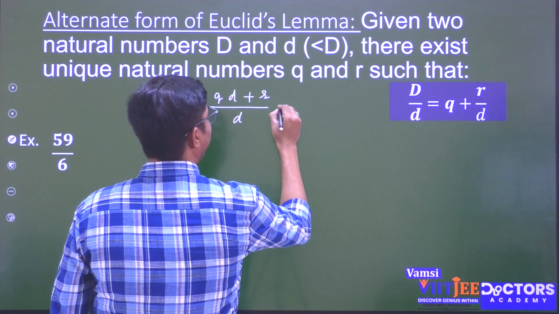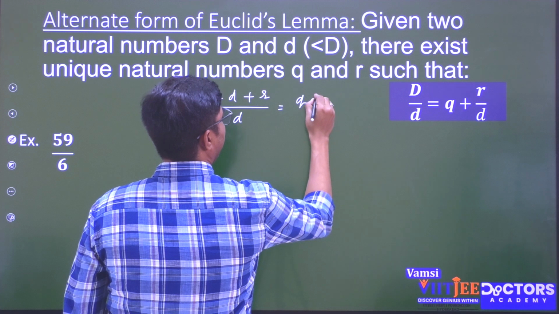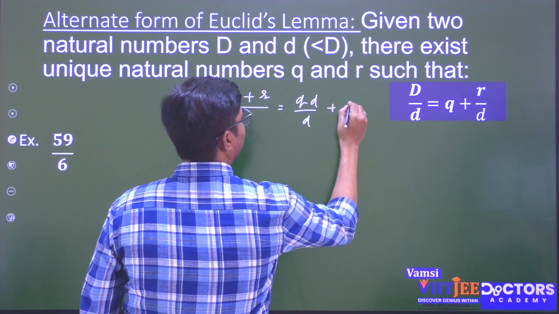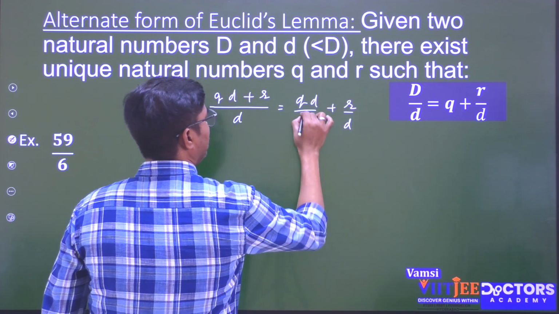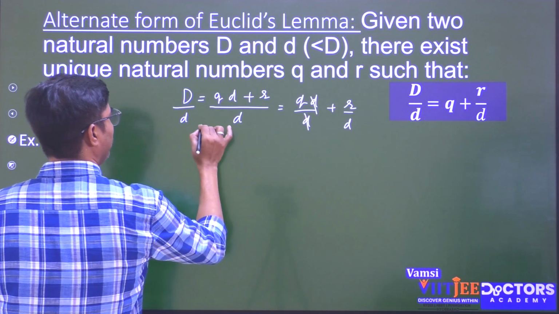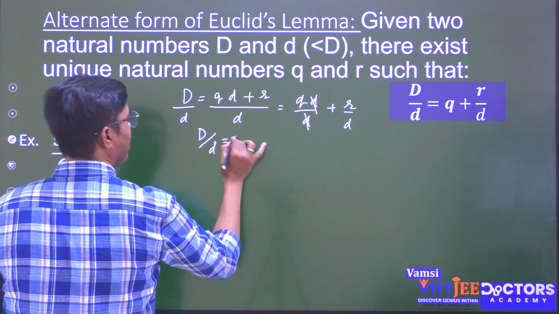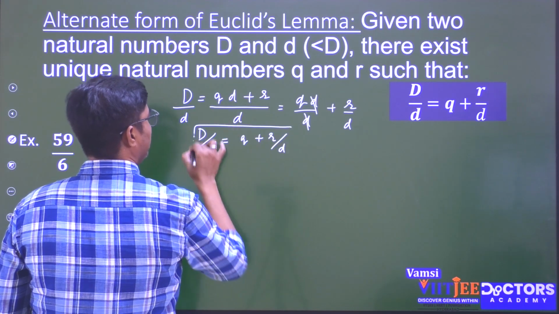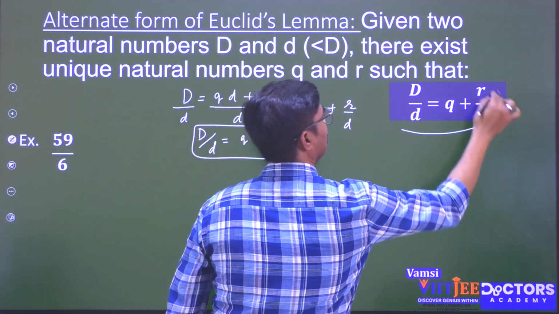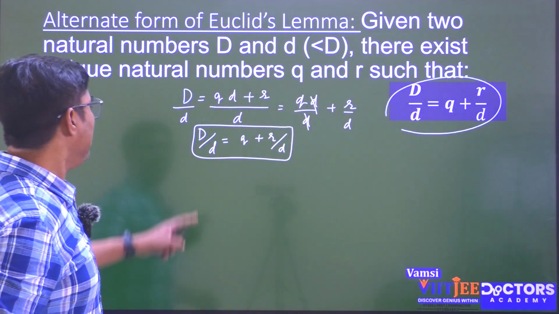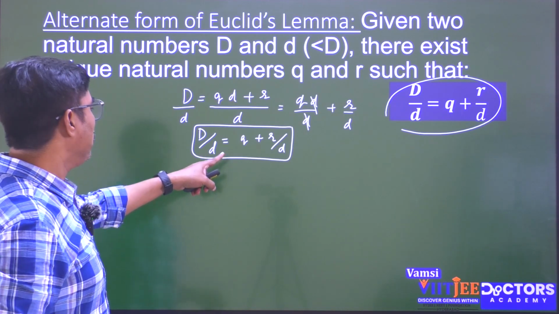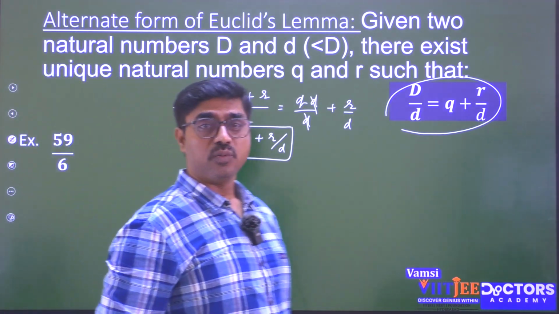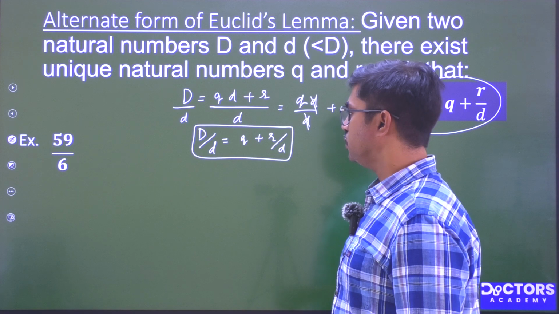And after that, you split it: Qd upon d plus R by d. And you see d and d get cancelled out. So what you get is capital D by small d equals Q plus R upon d. And this is the form that I'm showing here. So dividend divided by divisor equals quotient plus remainder by divisor. This is the formula that you have here.